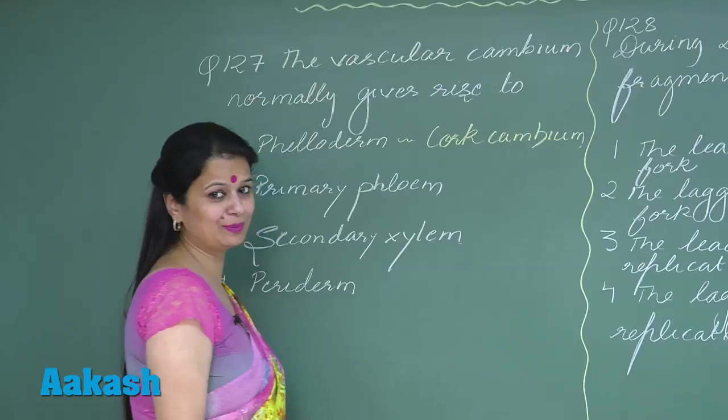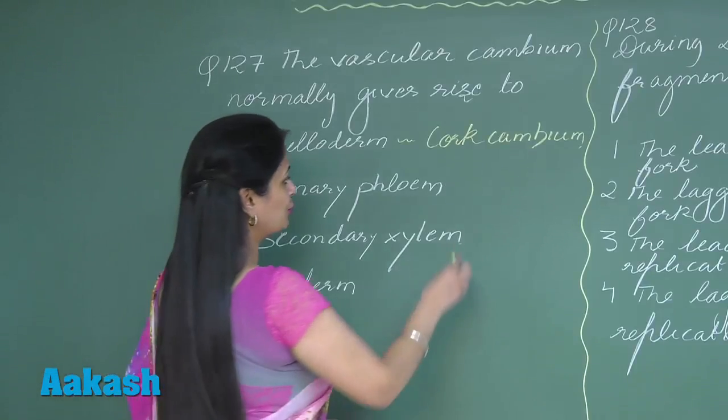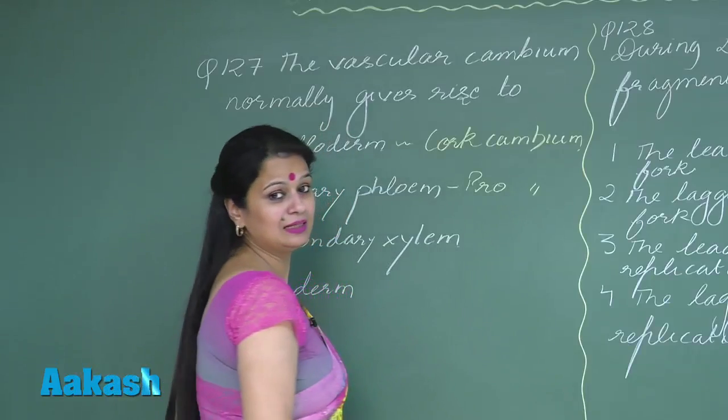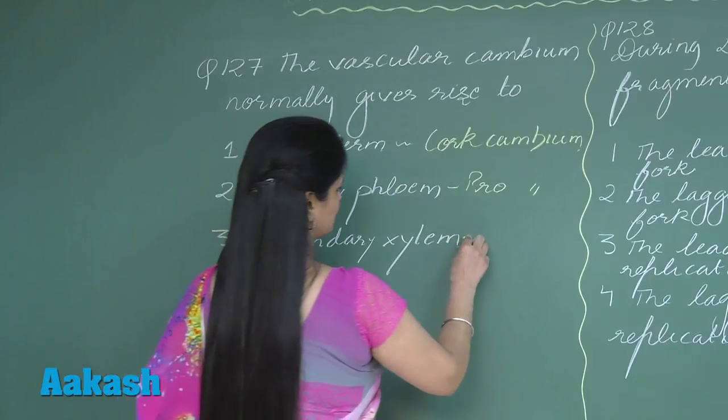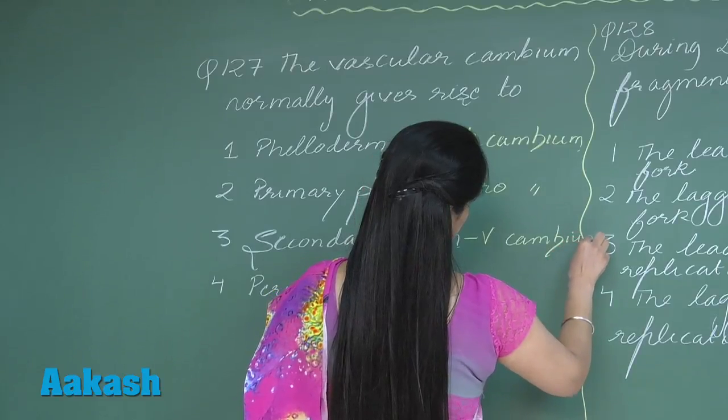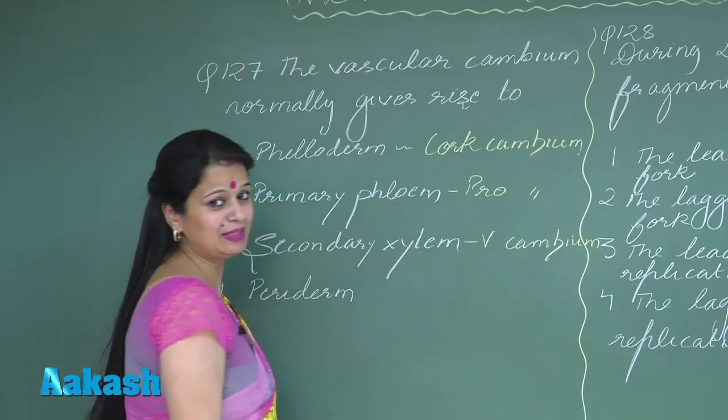Second, primary phloem. Primary phloem is formed by the procambium. Secondary xylem, yes, this is the work of the vascular cambium. V is for vascular here. And periderm.